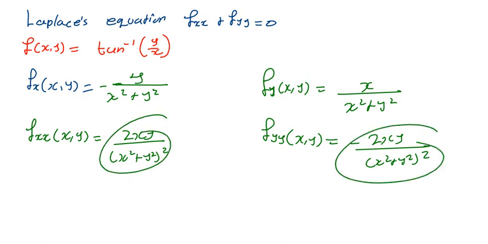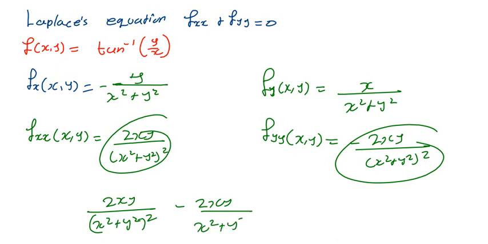So you observe that 2xy divided by x squared plus y squared, squared would be plus, but I'm going to say minus because of the minus that I have there, which is 2xy divided by x squared plus y squared, squared. What is this equal to? These two are the same and they're subtracting each other. What we end up having is a 0. Hence we have verified.